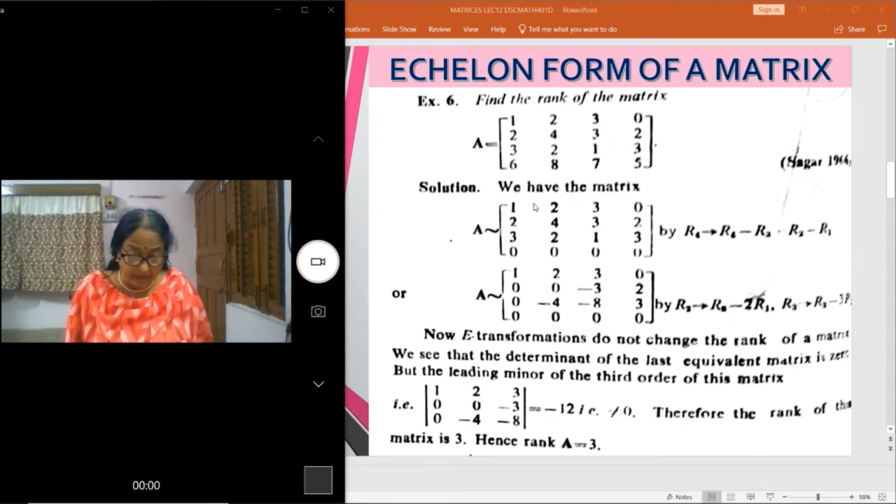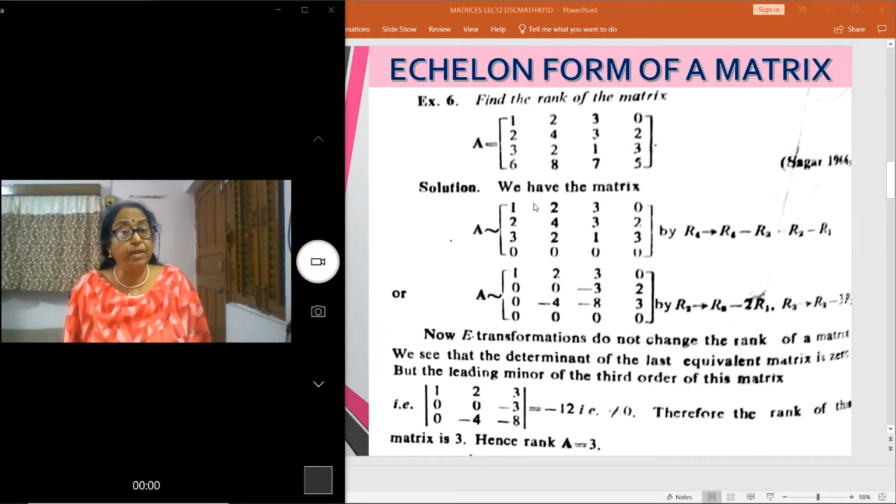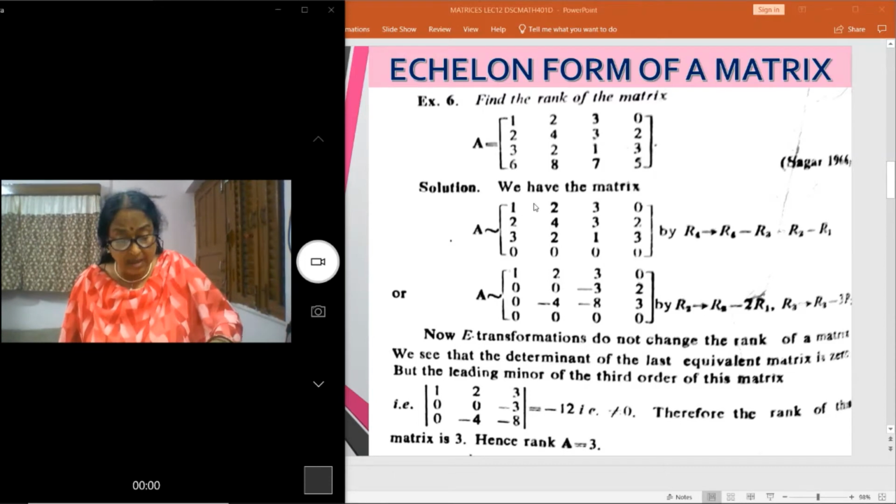Here we can see after giving the transformation, as you can see on your screen, the last row becomes 0. So this is actually a 4 cross 4 matrix. When the last row becomes 0, it could not be a matrix of rank 4. So we are to check the rank with a 3 cross 3 matrix. When we take any 3 cross 3 matrix whose determinant is not equal to 0, the rank of this matrix is equal to 3.